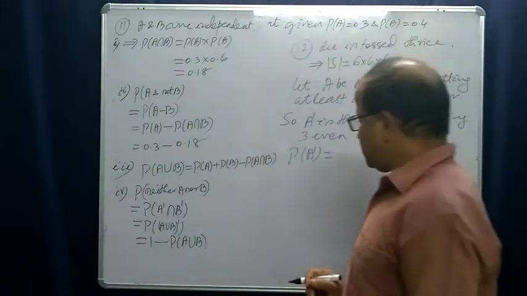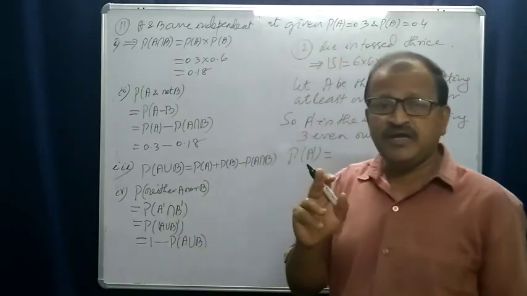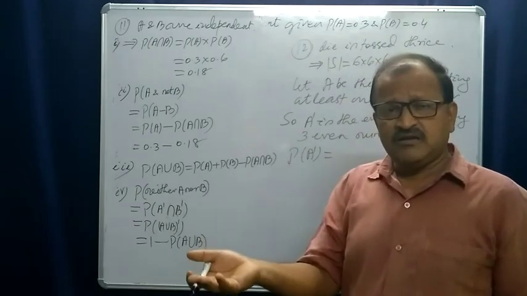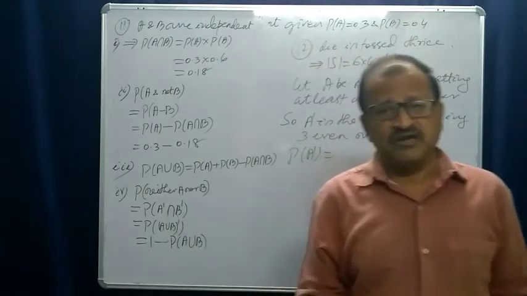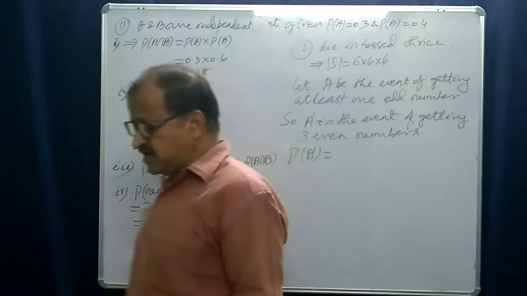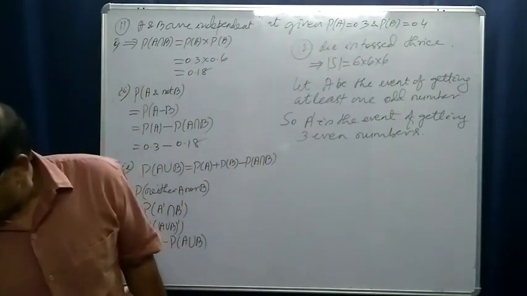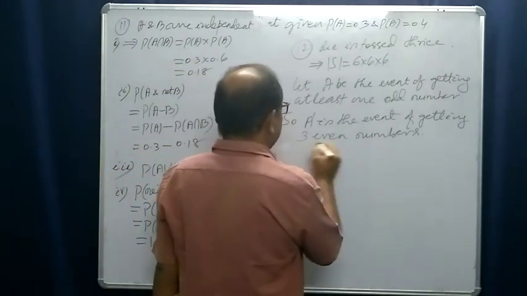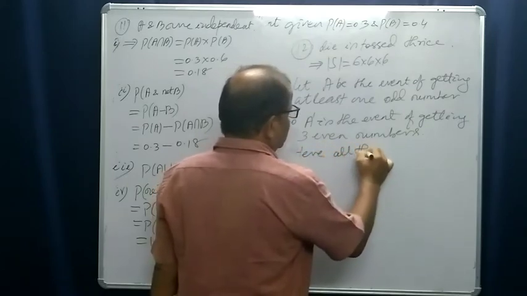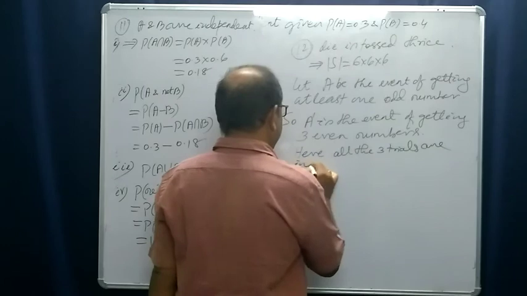The probability of getting an even number in the first throw is 3 by 6. Then again getting an even number is also 3 by 6, and again getting an even number is 3 by 6. All the 3 trials are independent, all the 3 experiments.